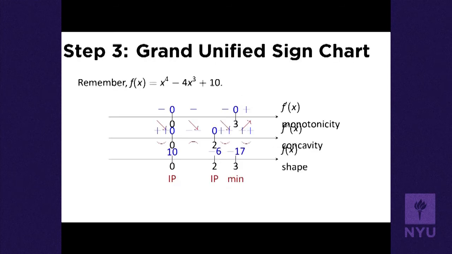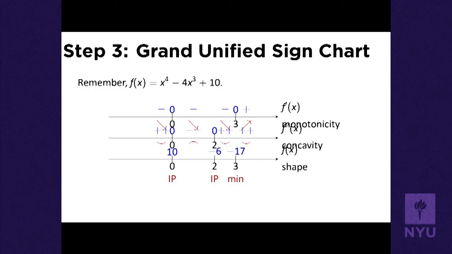All right, what's next? We need to combine the monotonicity sign chart and the concavity sign chart into one major sign chart. So the first line has the derivative and therefore monotonicity. I'm sorry that they're overlapping here. The second line has the second derivative and the concavity. Okay. And then the last line has the function values. f of 0 is 10, f of 2 is negative 6, and f of 3 is negative 17.